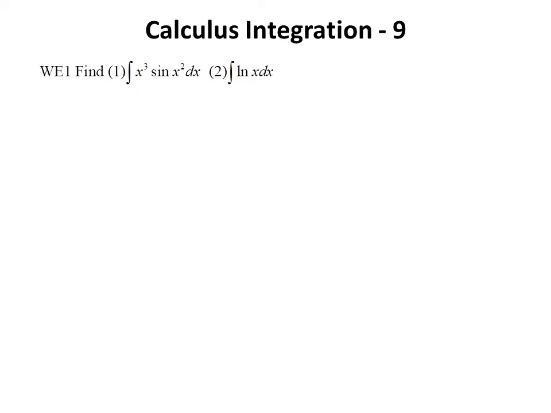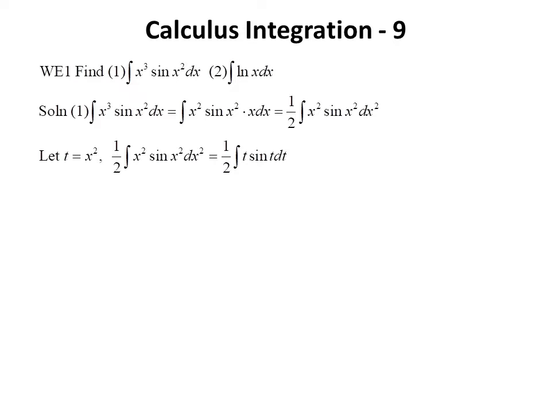Welcome to the 9th session of this integration series. As we can see in example 1, we will find two general solutions for antiderivatives. As for the first one, the antiderivative can be written as the integral of x squared sine of x squared multiplied by x dx, which equals 1 over 2 times the integral of x squared sine of x squared with respect to x squared. Accordingly, we let t equals x squared, so the antiderivative can be written as 1 over 2 times the integral of t sine t dt.